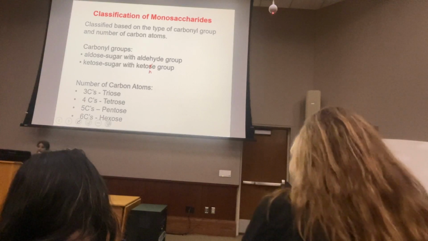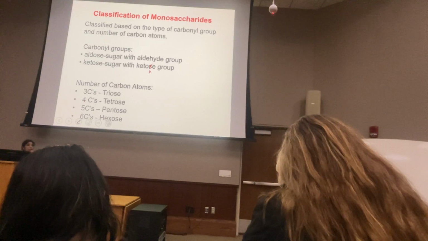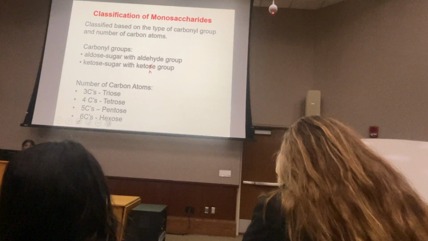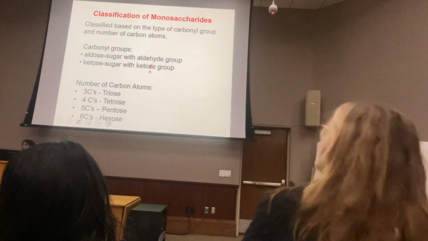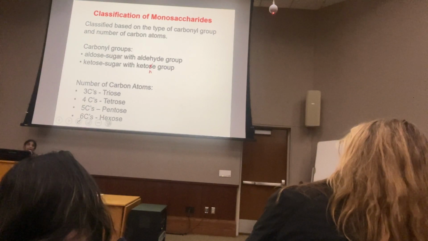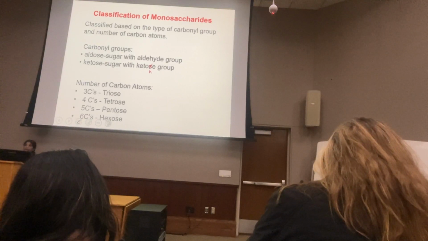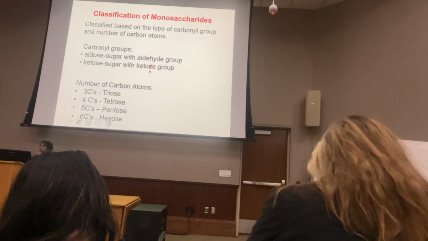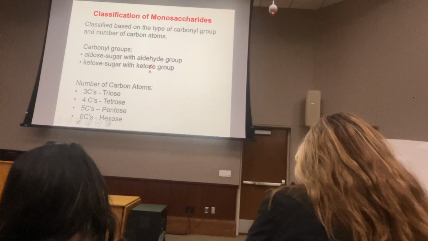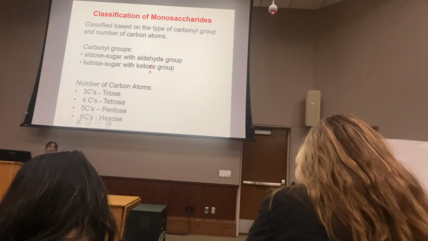Change that to an N, so it should say ketone. Then you have to classify them based on numbers, and I'll tell you which sugars you need to know. A 3-carbon sugar, like the one that I just showed you, like a glyceraldehyde, would be a triose. That's 3 carbons. Anything with a 4-carbon would be a tetrose, a 5-carbon, a pentose. Glucose, that we're going to look at today as well, is a 6-carbon, and it's a hexose.